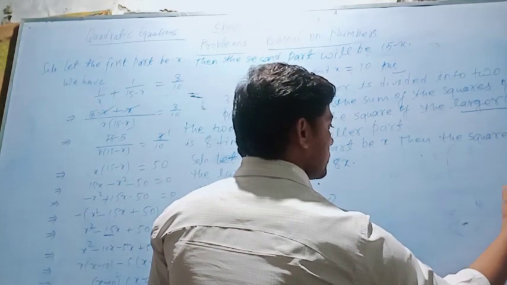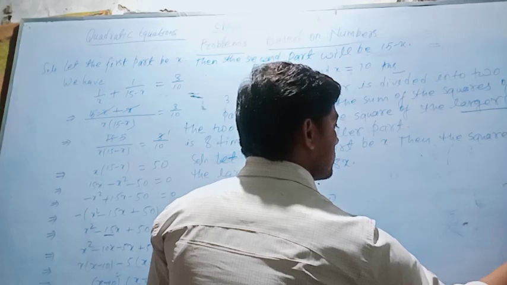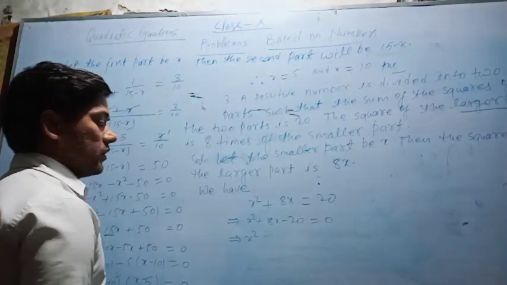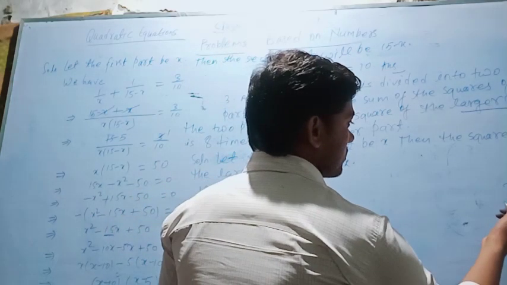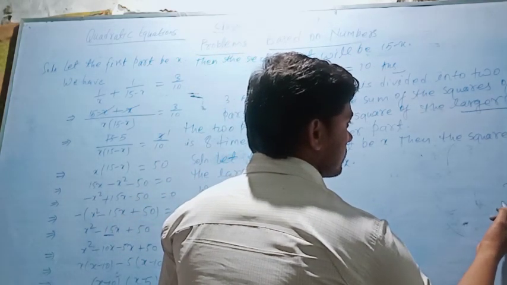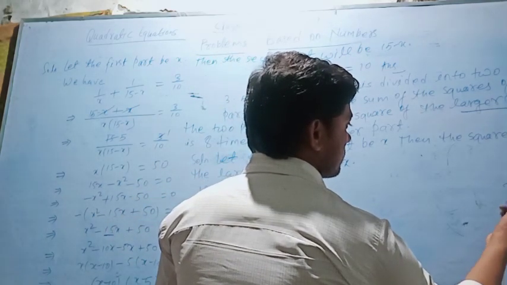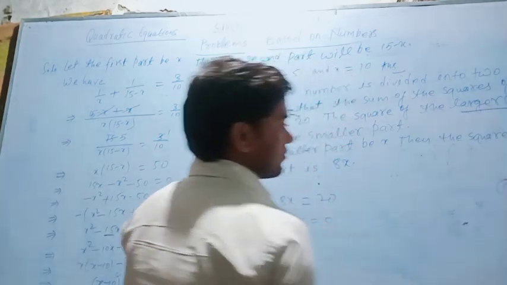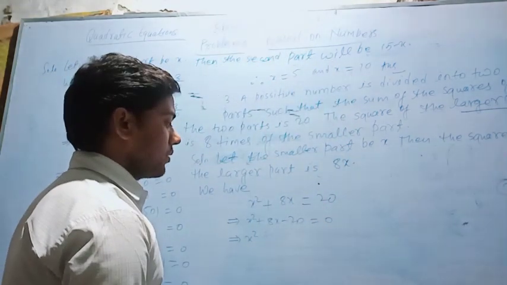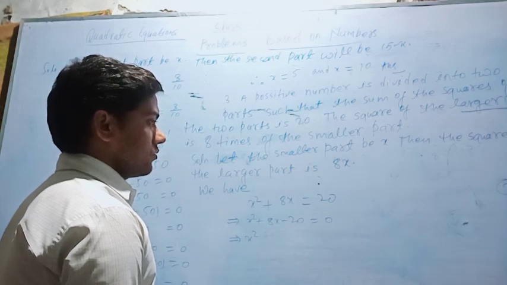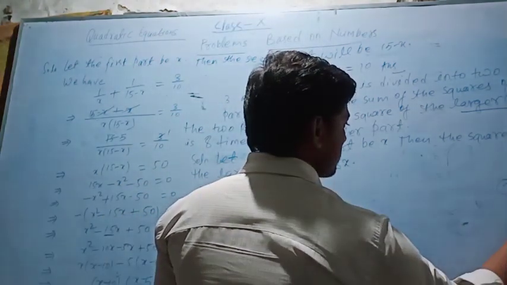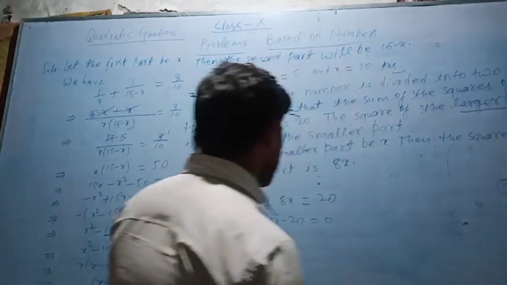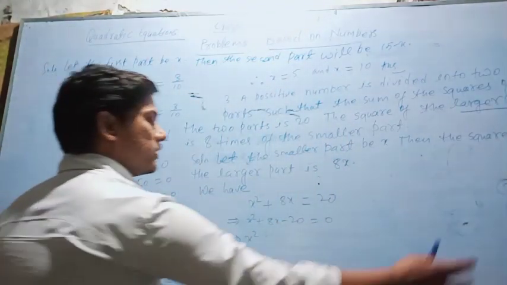Factorize it: 2 10s are 20, 2 5s are 10. We have to get 8. 2 2s are 4, 4 5s are 20, 5 2s are 10, 10 2s are 20, and 10 minus 2 is 8.